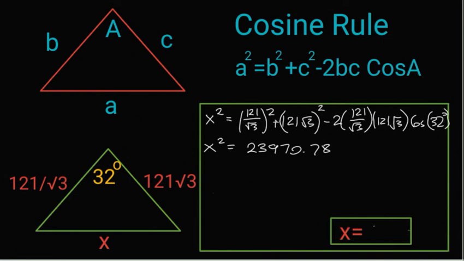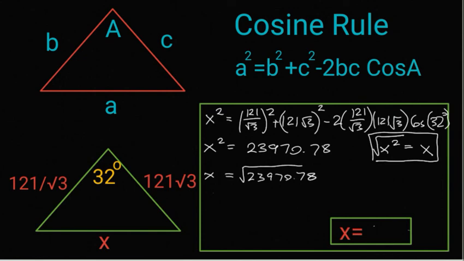So we need to get the value of x. So if we square root x squared, we can get x. Let's work that out. Let's get the square root of both sides. So x is equal to the square root of 23970.78. x is equal to 154.82, and x is approximately 155. So let's take that as our value, 155 meters. And that's the problem solved.